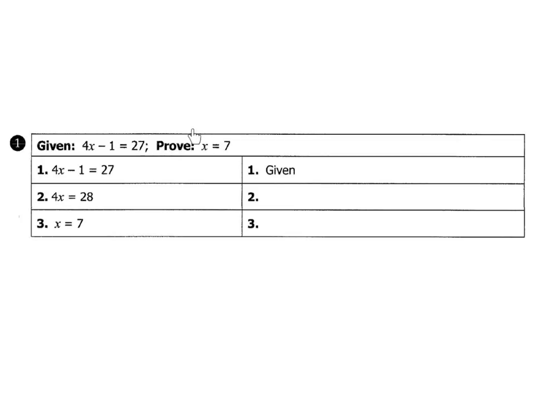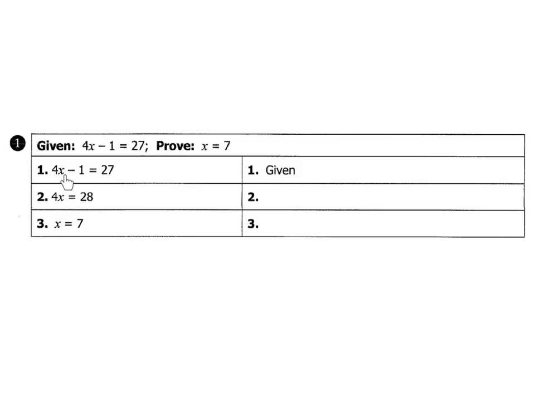Now our end goal is x equals 7, so that's always going to be our final step in our 2-column proof. And then they kind of gave you this step here, but they won't always give you that second step or the steps in between, okay? So first, we've got our given information, our reason is given. Then, in order to get from this step to this step, what did we have to do?